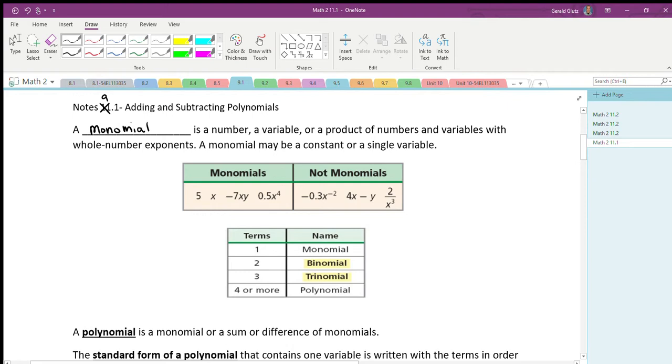So a monomial is just a number or a variable, or a number times a variable. So some examples of monomials, so like 5, that's just a number, it's a monomial. X, it's just a variable, it's a monomial. Negative 7xy, that's a monomial because we're not adding or subtracting anything. So a monomial is just one term with either one number, one variable, or a combination of the two being multiplied together. This would also be a monomial here because again, we're not adding or subtracting any terms.